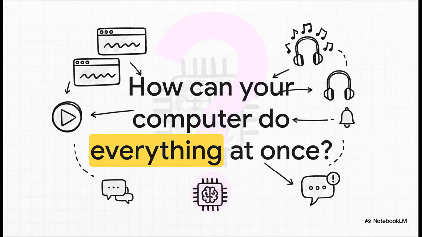Seriously, just think about what your machine is probably doing right now. You've got this video playing, maybe a bunch of tabs open, music streaming, notifications popping up. How can one single machine with basically one central brain, the processor, juggle all of that at the same time? It seems totally impossible. But spoiler alert, it's not.